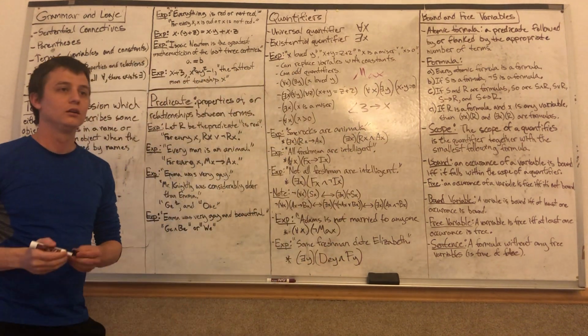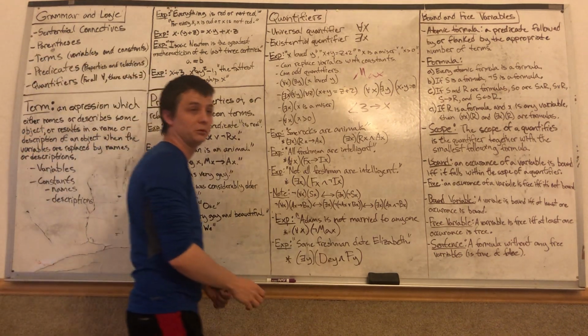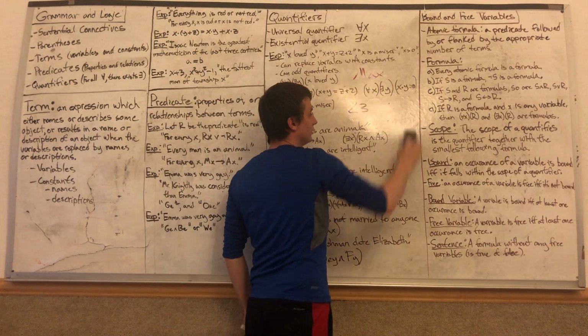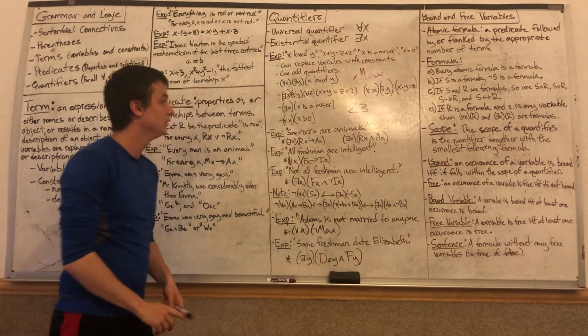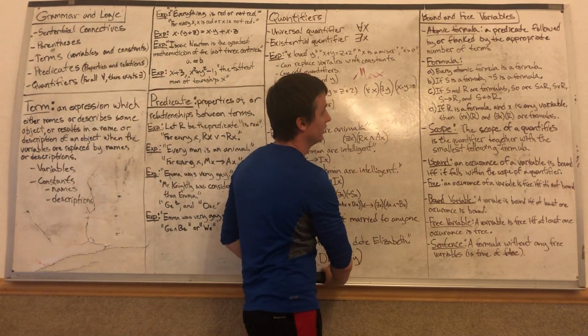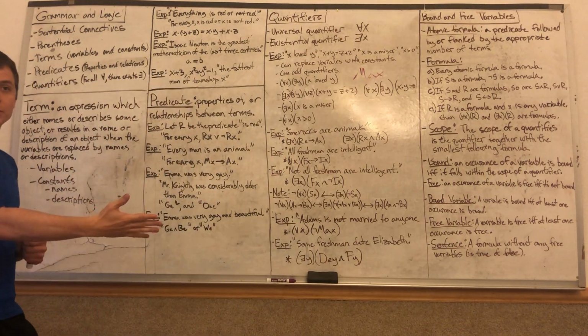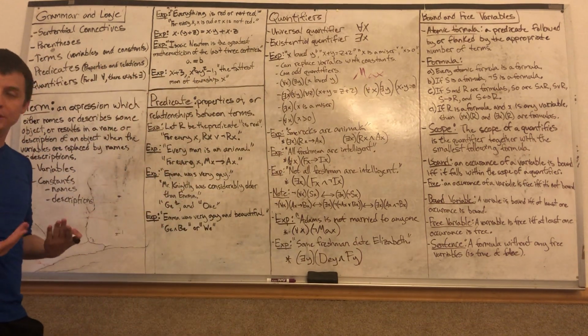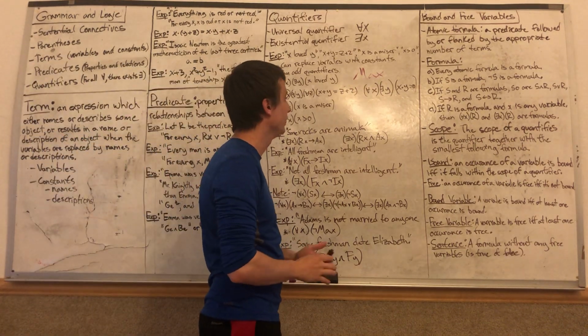Is that an atomic formula? No, it's not even a formula. Less than 3, is that a formula? No, it's not a formula, it's not an atomic formula. So atomic formulas: the predicate, flanked or followed by the appropriate number of terms, however many terms that predicate is expecting. Make sense? Yeah. Okay.